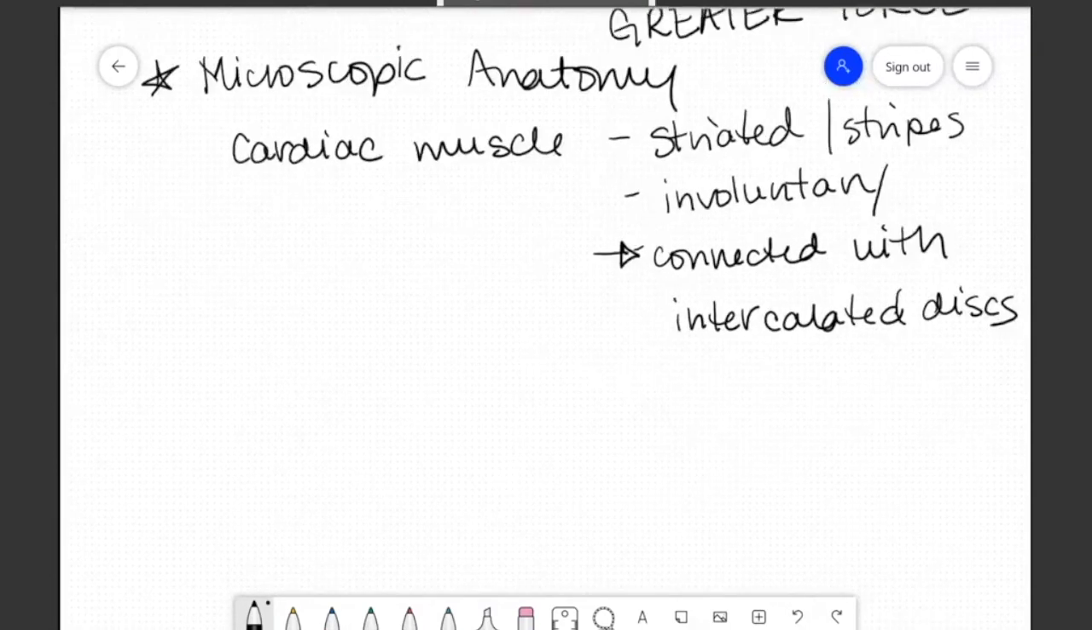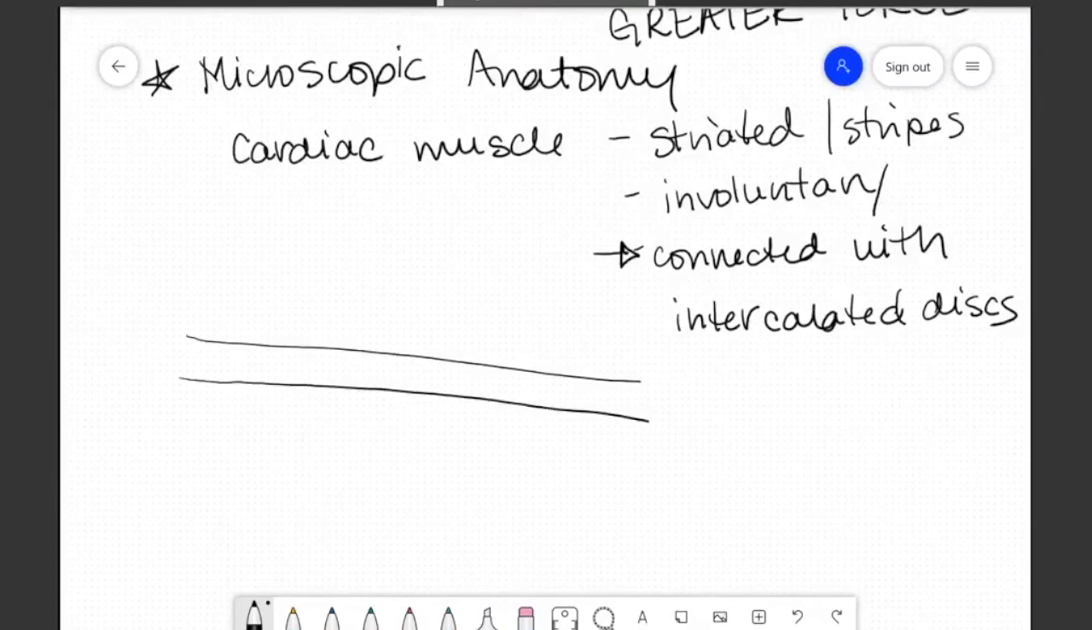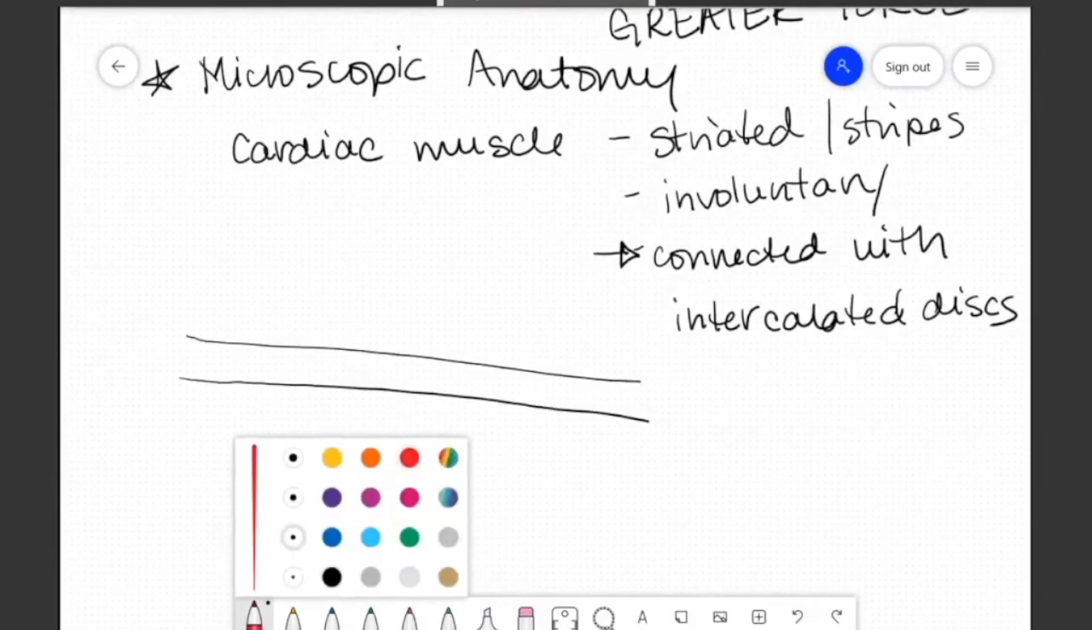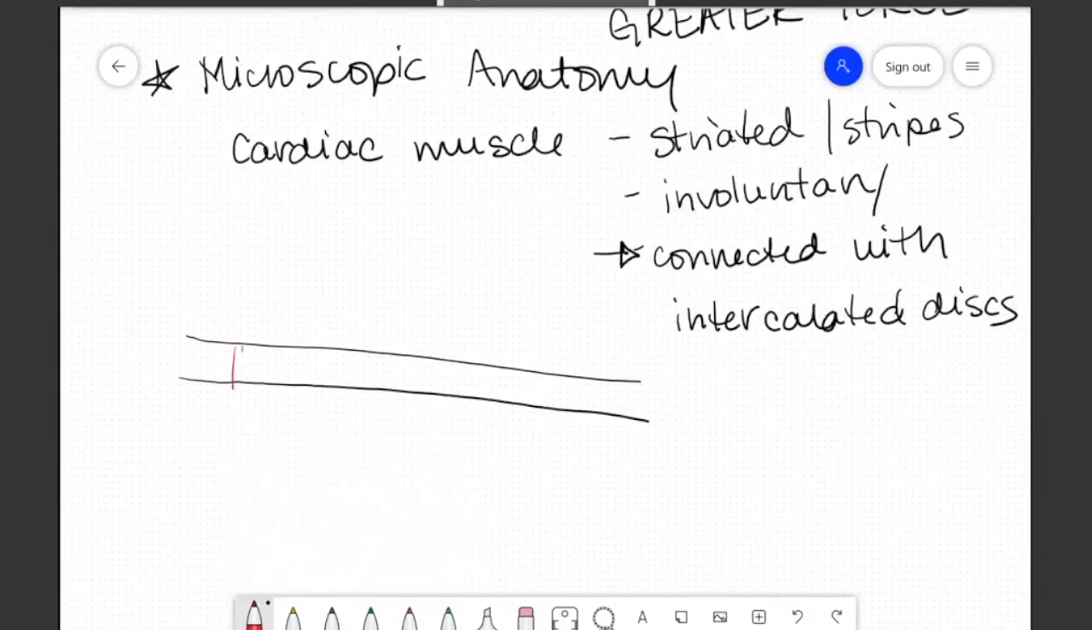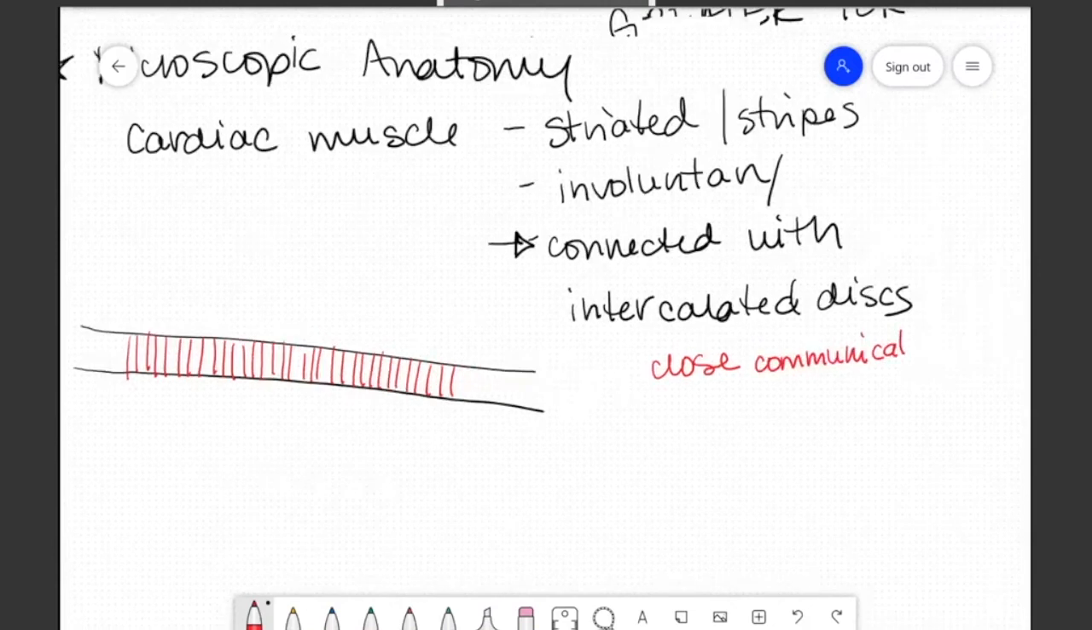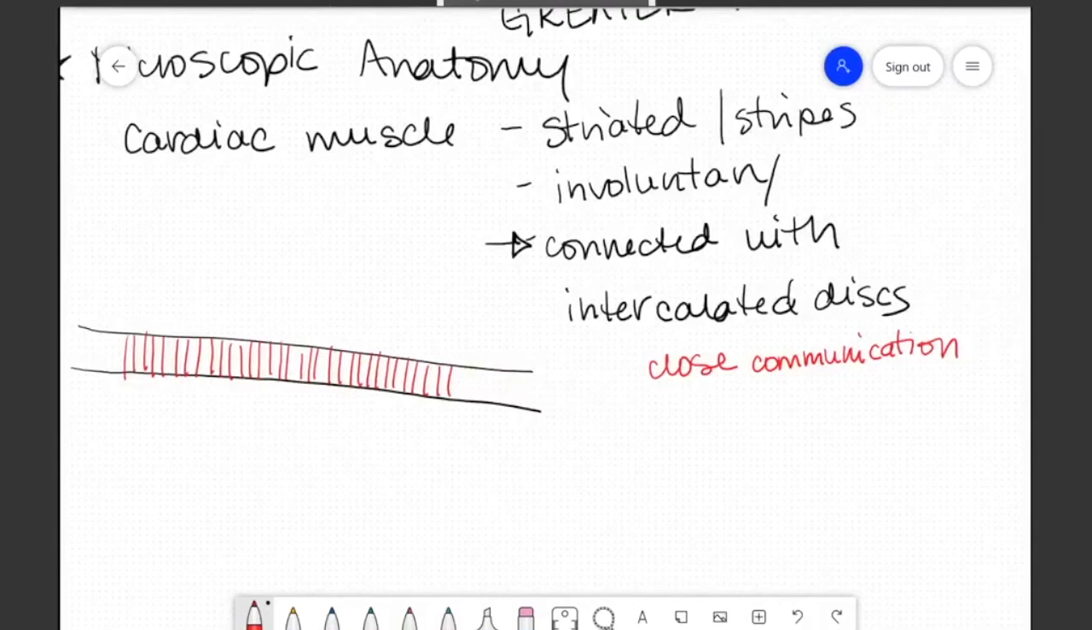So when you actually look at this underneath the microscope, you'll see the fibers that look like this. And it will have its black, light pink and red striped appearance all the way down because it is striated. And what we're saying with these intercalated discs is these intercalated discs will actually allow for close communication. And this close communication will allow for coordination of muscle activity.